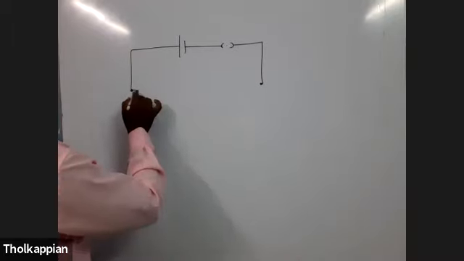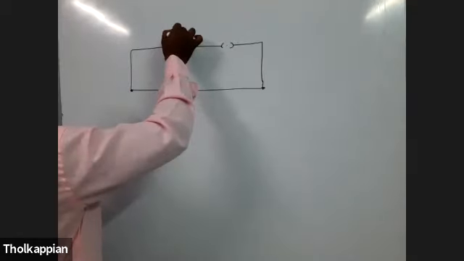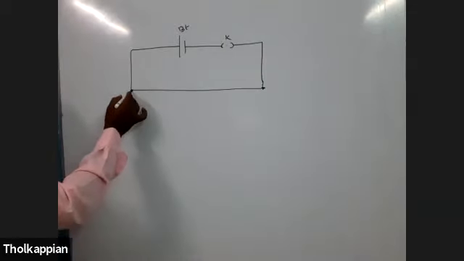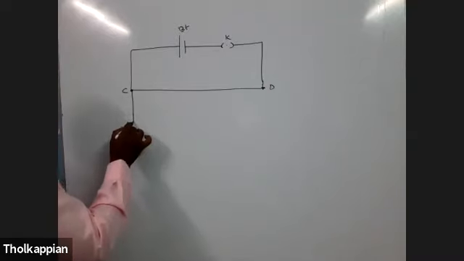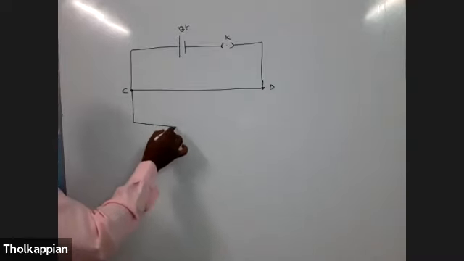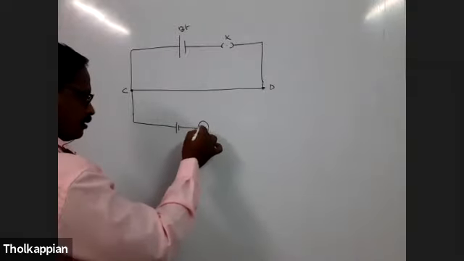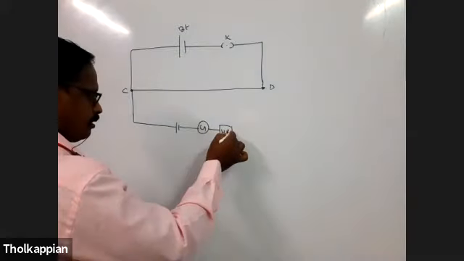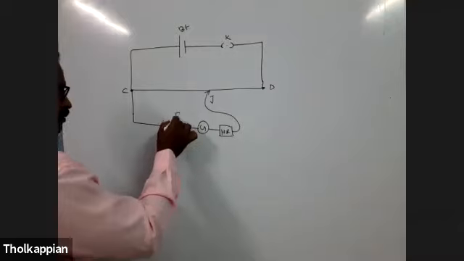So the wire length is, as usual, a 10 meter wire connected. This is the battery and this is the key. And here, these points you consider as C and D. And at this end, you connect a cell, as usual. And it is connected to the galvanometer, and then to the high resistance HR, and then to the jockey J. This is the EMF cell E.